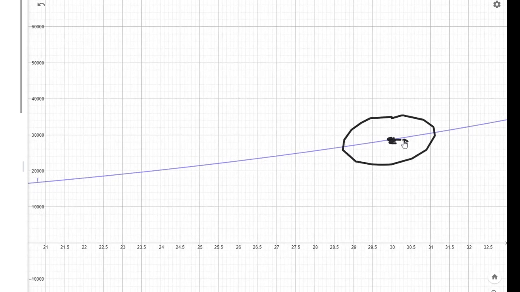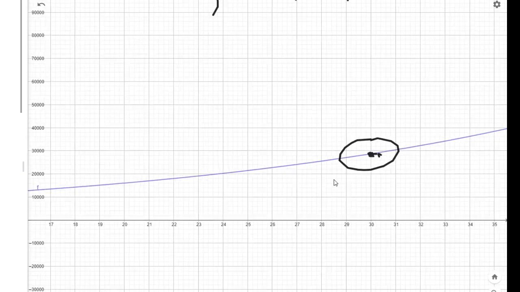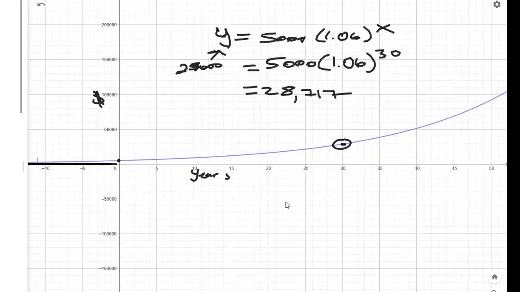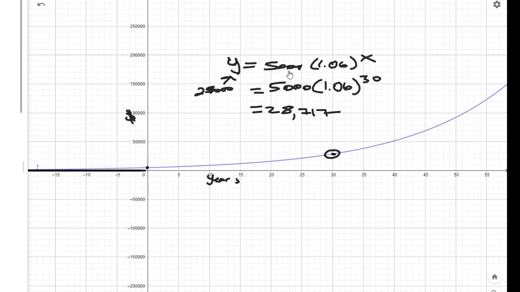So I think it's more like 30, yeah, it's a little bit more than 30 years. All right, so I hope this makes sense. Remember, A stands for the initial amount, rate, and the years.